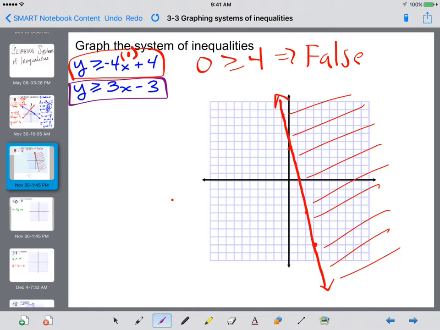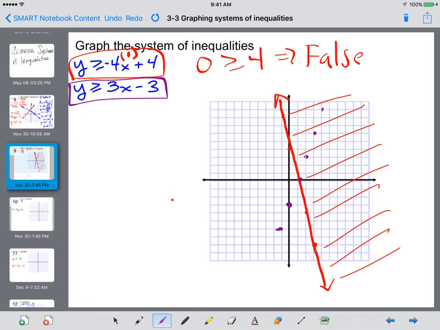So now we've got y is greater than or equal to 3x minus 3. So the y-intercept is negative 3. I'm going to go down 3. And the slope is 3 over 1. So I'm going to go up 3 over 1, up 3 over 1, up 3 over 1. Okay, I'll go down 3 and over 1.